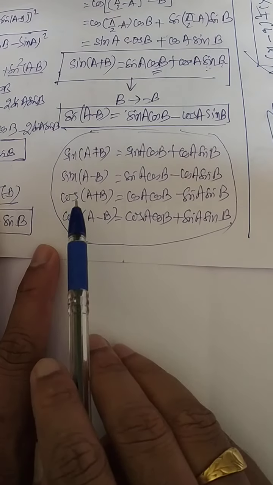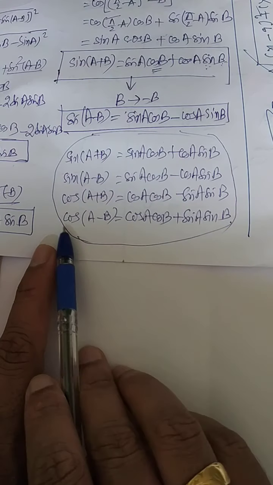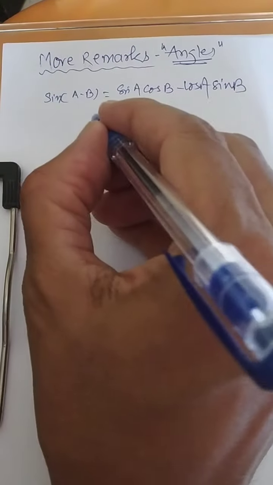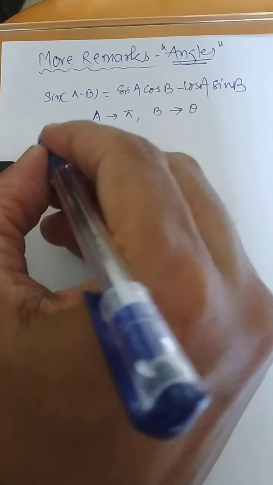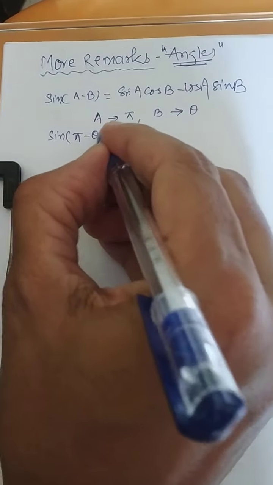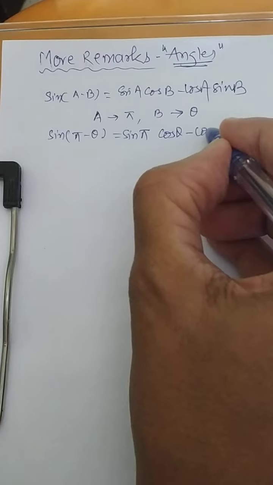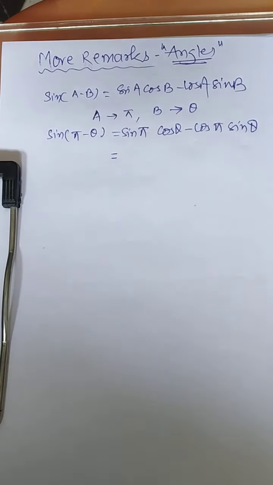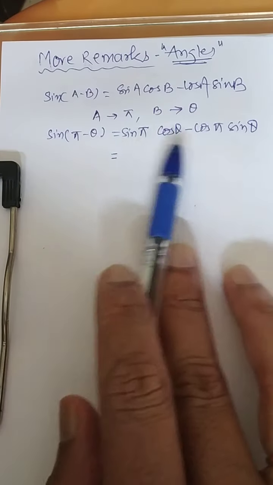For getting that remark, we should use the sine of a minus b formula and the cos of a minus b formula. I am explaining how to get this remark by using these two formulas. Now look at this remark. In this remark, I am asking you to replace a by pi and b by theta. Therefore, sine of pi minus theta will be equal to sine pi cos theta minus cos pi sine theta. Now I can ask you, what are the values of sine pi and cos pi? That is known to you. So we will be replacing and you will get a final answer.